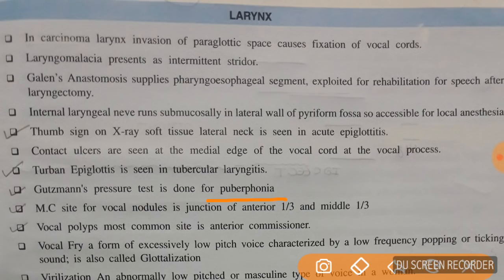Most common site of vocal nodule is at the junction of anterior one third and middle one third. Vocal polyp most common site is anterior commissure.